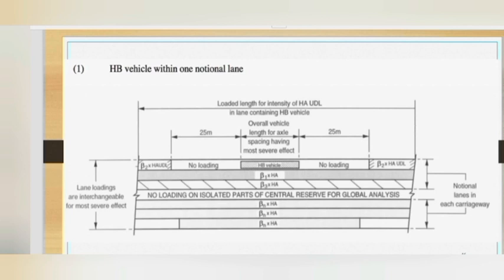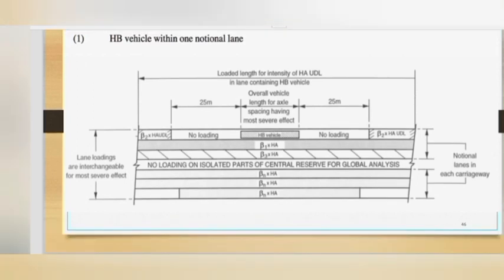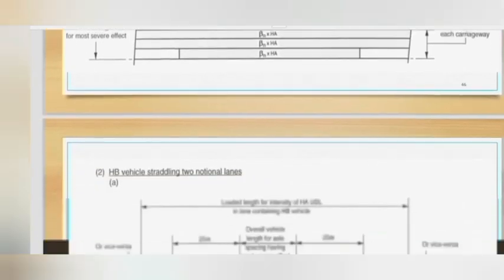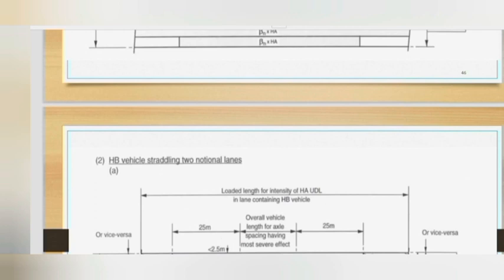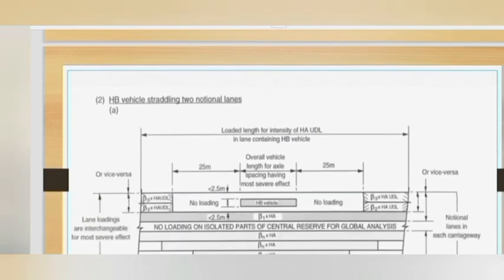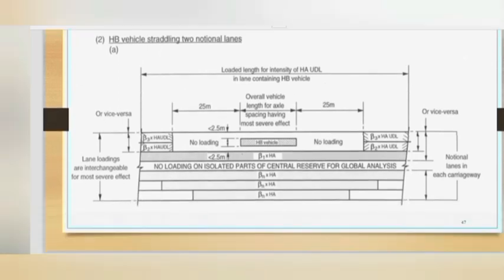Now you can see it from the code, the HB load within one notional lane. All the necessary requirements are on the screen. We could also have a situation whereby the HB load is straddling between two notional lanes. You can see it on the screen.